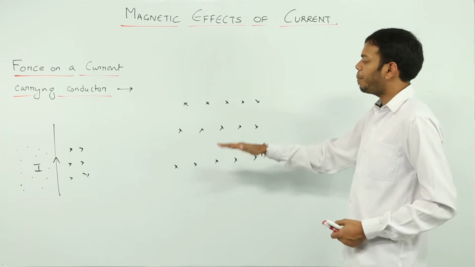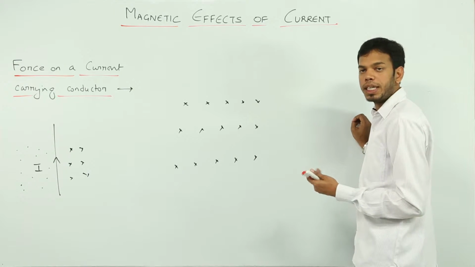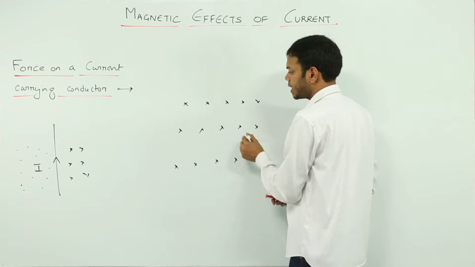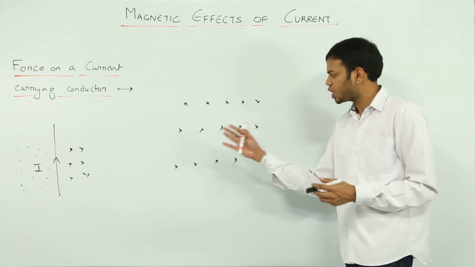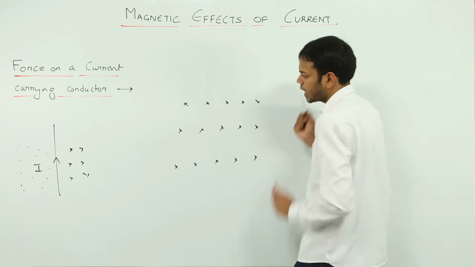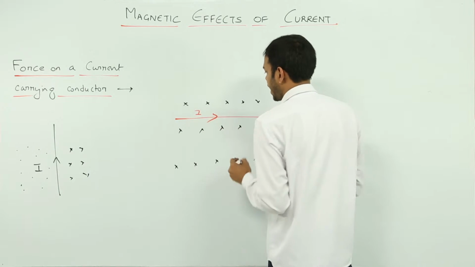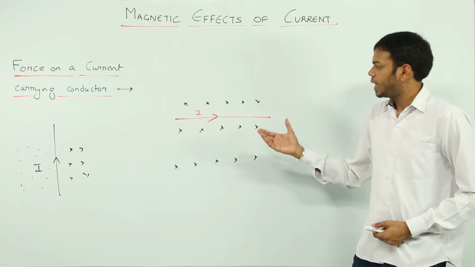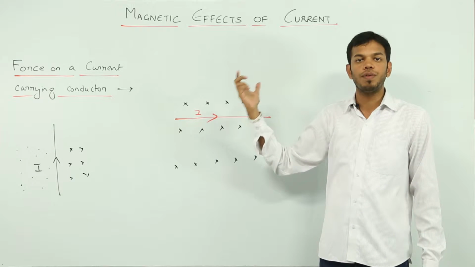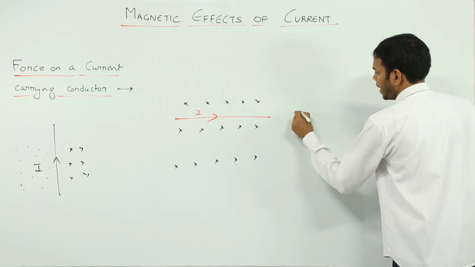Now consider this uniform magnetic field in this region. How is this magnetic field represented? All the magnetic lines of force are entering this plane, right? They are entering, going inwards. Now I have placed a current carrying conductor like this. The current is flowing in this direction. So this current carrying conductor is going to experience a force which will be acting on it.